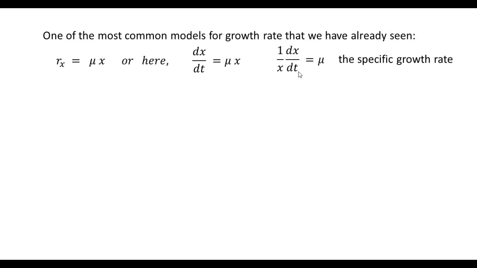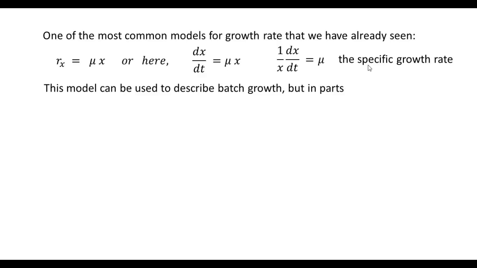Here it becomes easier to see the meaning of the term. That's the reason I have given it here. The meaning of the term is still valid everywhere; it's just easier to see it here. 1 by x dx dt has been normalized with respect to cell concentration, and therefore it is called the specific growth rate.